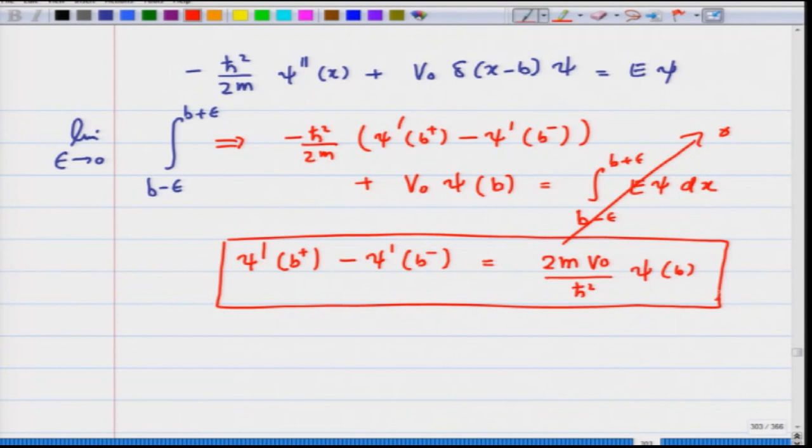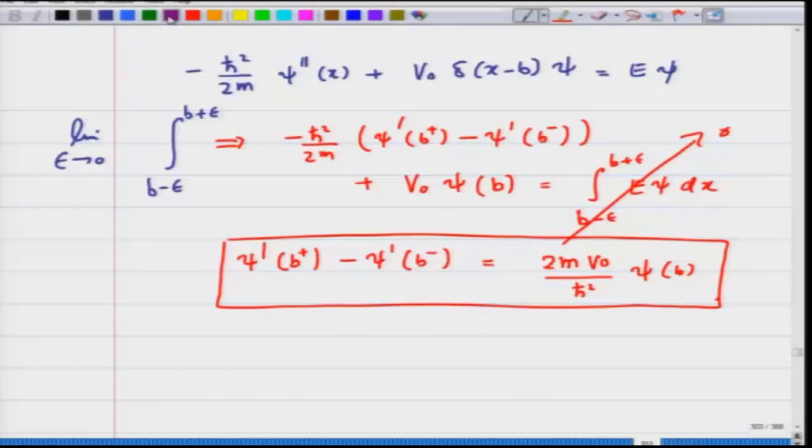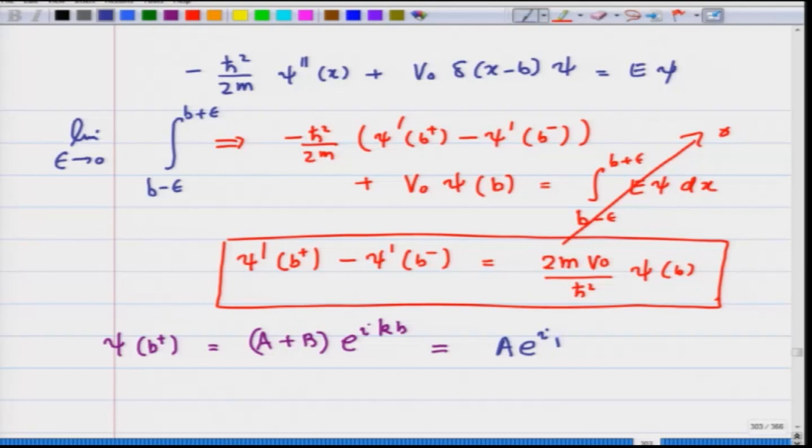So what we have found is two equations that relate the wave function across b, and we have two unknowns, capital A and capital B. That is all that is needed to solve the equation. So let us write this. I have the equation that (A plus B) e raised to i k b is the wave function at b plus, and it should be continuous. Therefore, this whole thing should be equal to the wave function coming from the left, and that is A e raised to i beta b plus B e raised to minus i beta b. That is my equation number 1.